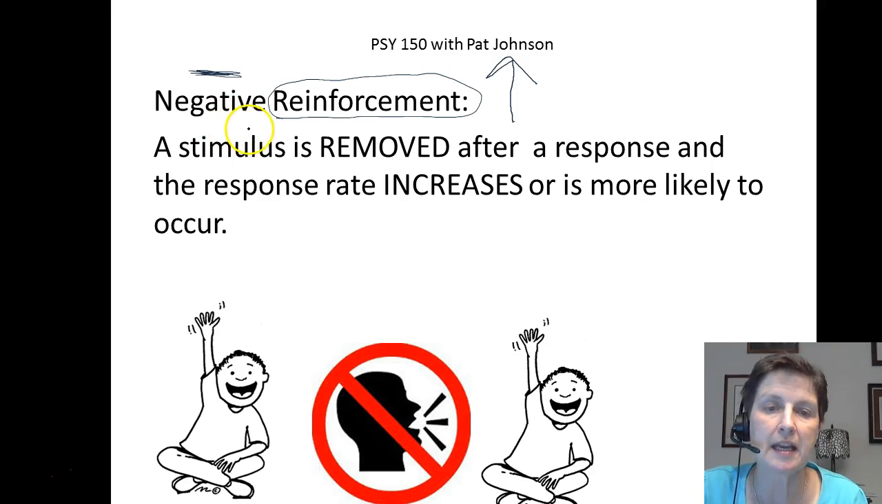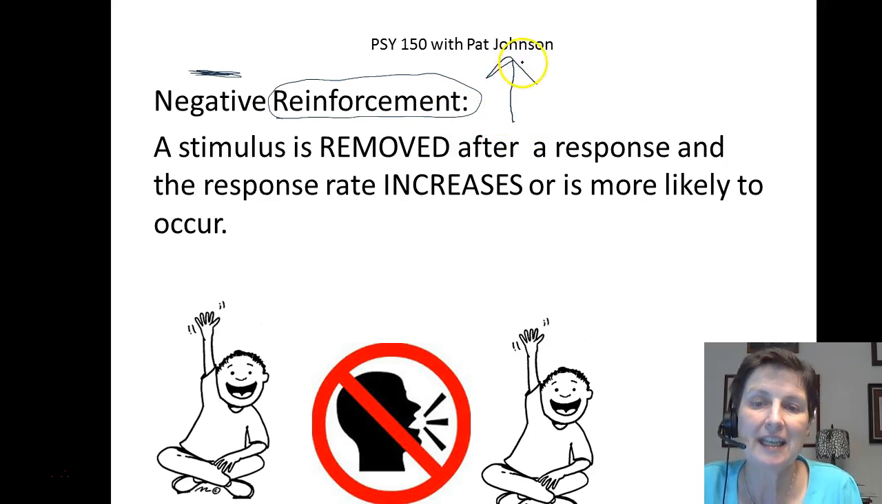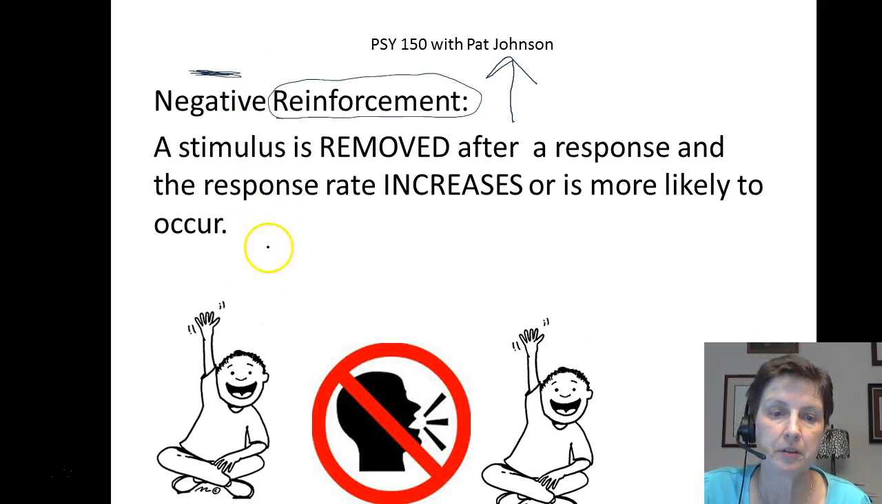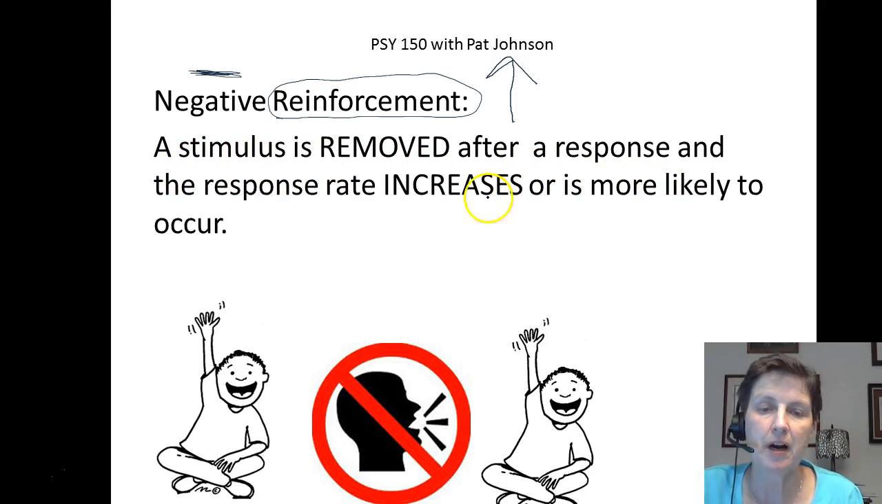This is where a lot of students get mixed up. They see the word negative and they think, ooh, it's negative, so the behavior decreases. No, no. In negative reinforcement, the behavior increases. It has to. It's reinforcement because something is taken away. And let me give you an example. A stimulus is removed after the response and the response rate increases or is more likely to occur.